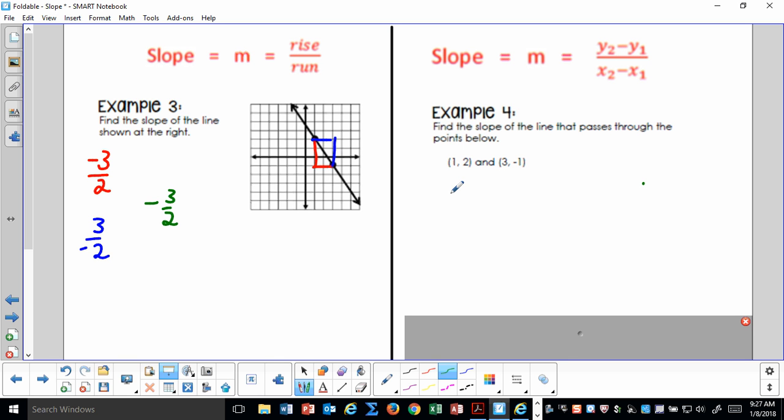So to begin with, anytime we use the slope formula, we're going to label our points: x sub 1, y sub 1, x sub 2, y sub 2. So now we're going to solve using our slope formula. y sub 2, which is -1, minus y sub 1, which is 2, over x sub 2, which is 3, minus x sub 1, which is 1. So -3 over 2. And that's the same slope we got when we did it graphically using rise over run.